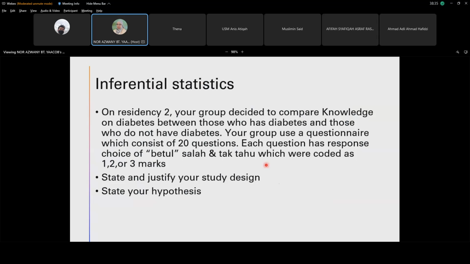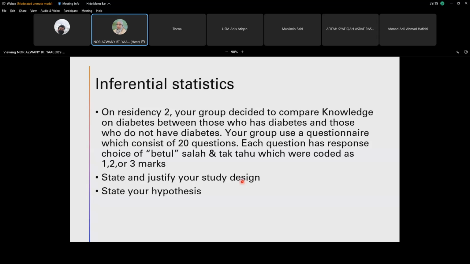Then the scenario can go on to asking about a knowledge survey. They will give you this question: what is your study design? You have to understand, I mentioned the cross-sectional study just now. If you just distribute a knowledge questionnaire, then that is a cross-sectional study. But if they change the scenario and say to compare knowledge between those who have diabetes and those who don't, what will be your study design?